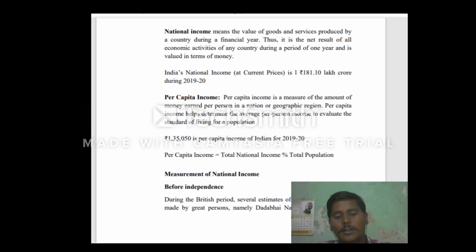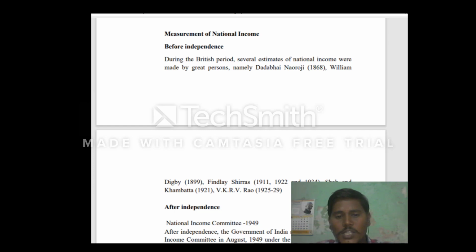So let us understand how national income is measured in India before independence and after independence. So dear students, as we know, national income in India for the first time was estimated by Dadabhai Naoroji in the year 1868. When Dadabhai Naoroji estimated national income, it was around 340 crore and per capita income was only 20 rupees. After Dadabhai Naoroji, many economists and historians estimated the national income in their own way. But one of the most popular economists is V.K.R.V. Rao, who estimated the national income in India scientifically for the first time.